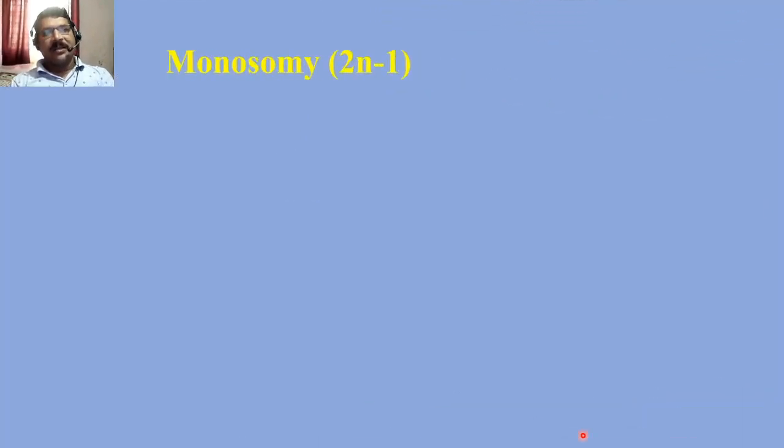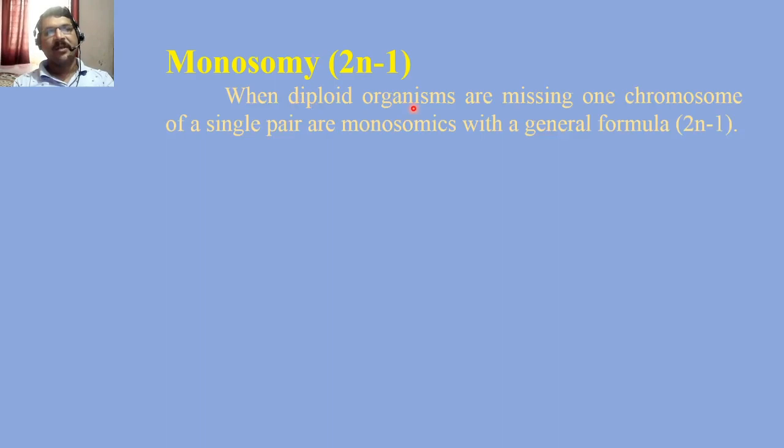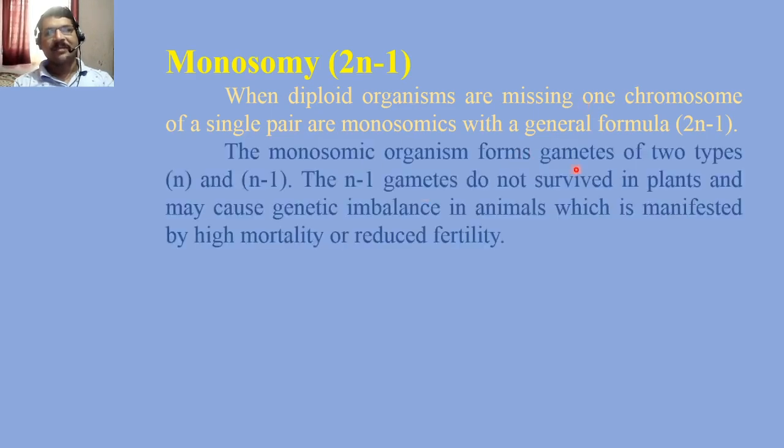Now one by one we will discuss in detail. Monosomy is represented by the genomic formula 2n-1. When a diploid organism is missing one chromosome of a single pair, it is monosomic, with the general formula 2n-1. So here only one chromosome gets lost. The monosomic organism forms gametes of two types. Here you can see 2n-1 will give rise to two types of gametes. One is n, which is one gamete, and another is n-1, which is another gamete.